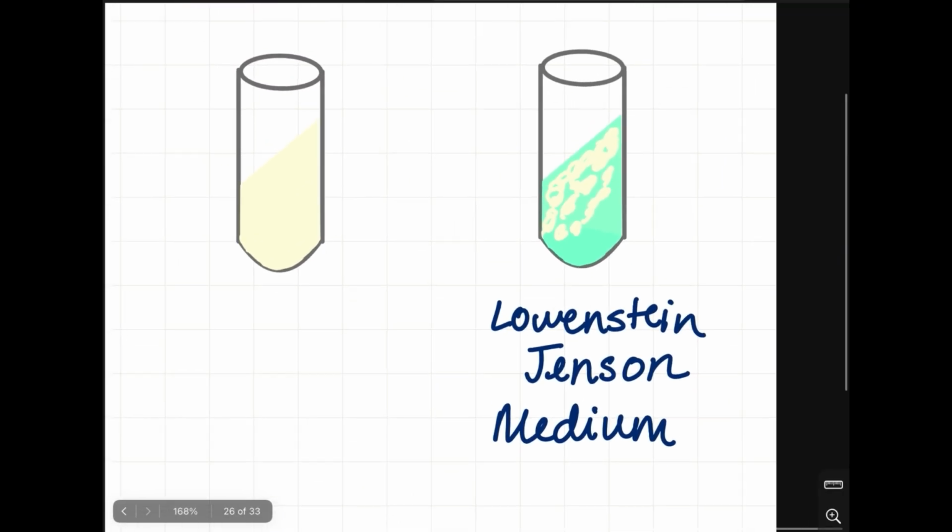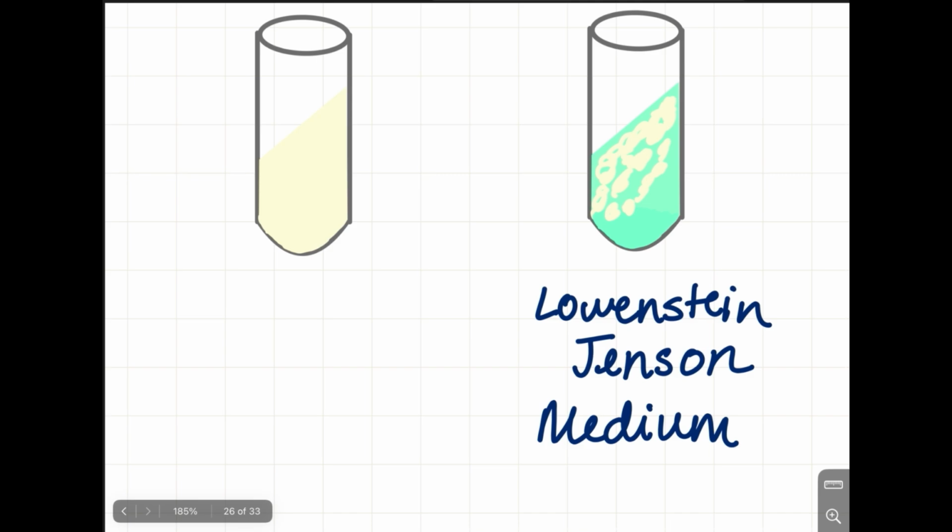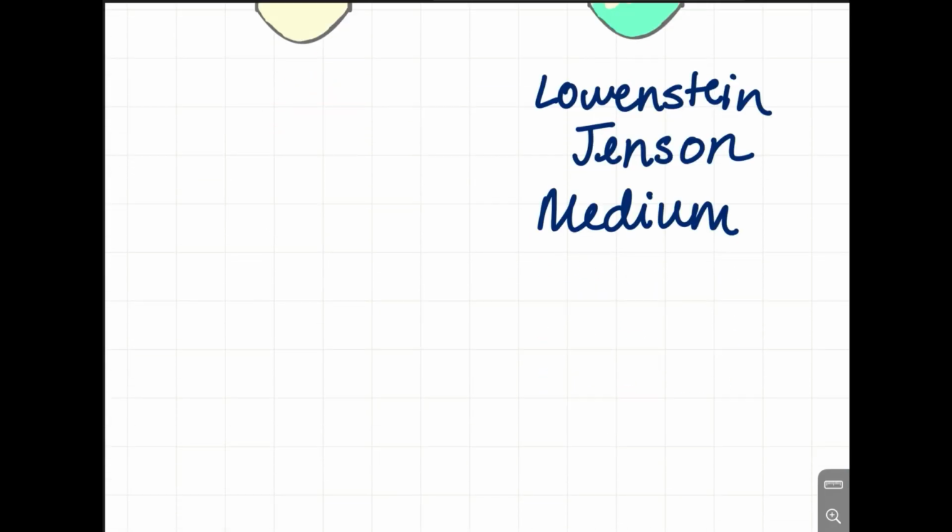And the last one is Lowenstein-Jensen media. If you see a media that is malachite green in color with rough buff colonies which are creamy in color, that is used for Mycobacterium tuberculosis. It is enriched by coagulated hen's egg.